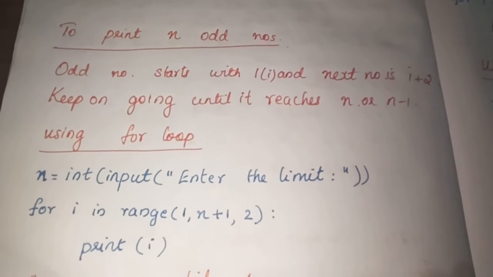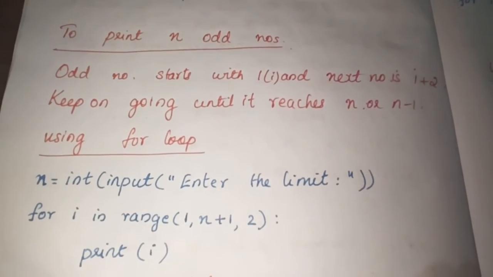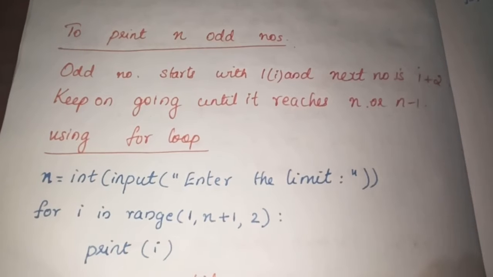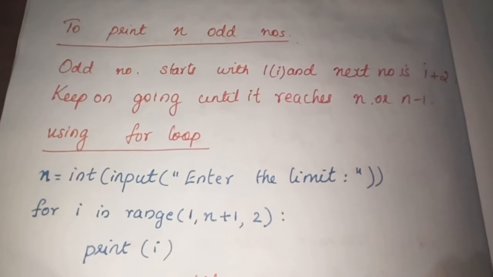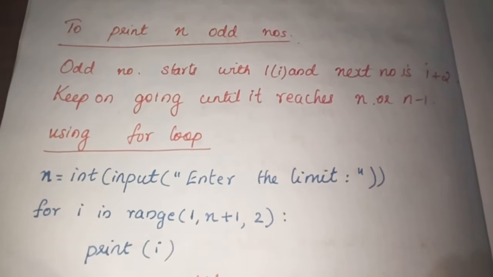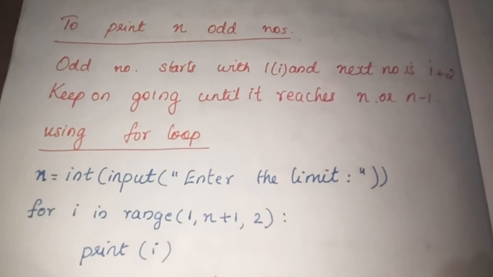Let's try and print n odd numbers. So in the previous program we have been printing n natural numbers. Now we are printing n odd numbers. That means only odd numbers are printed.